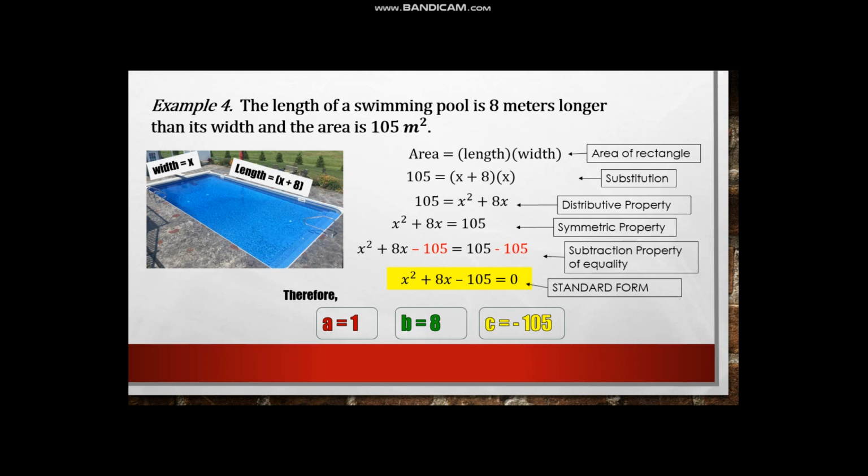At the end of the lesson, you have learned how quadratic equation can be used in real life situations, just like this example. You have also learned how to differentiate a quadratic equation from a linear equation, and how to rewrite or transform a quadratic equation into standard form. And added to the lesson is how you will identify the values of a, b, and c as the coefficients of our quadratic equation.